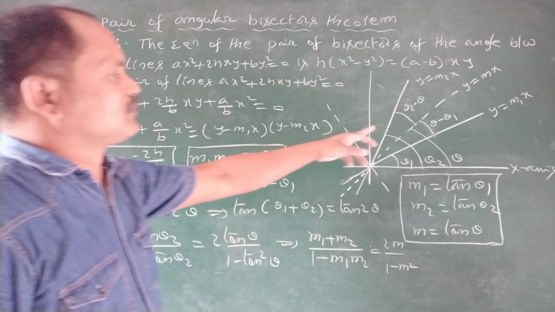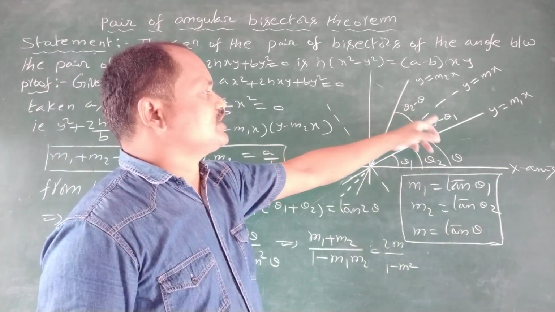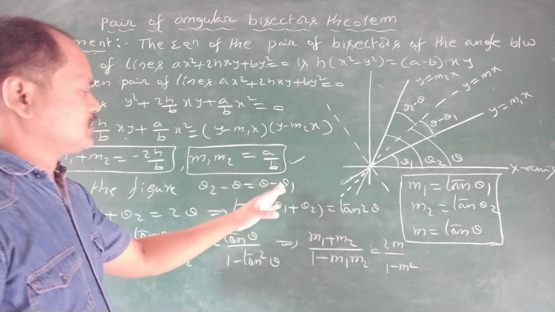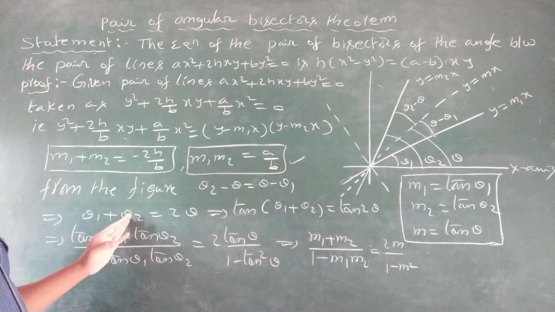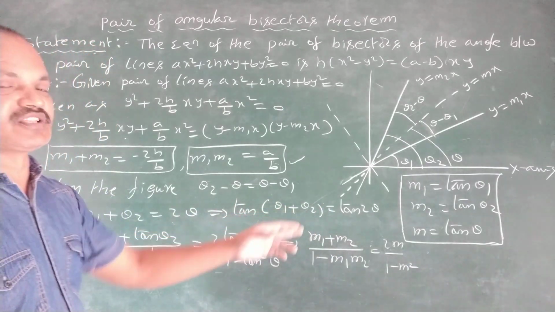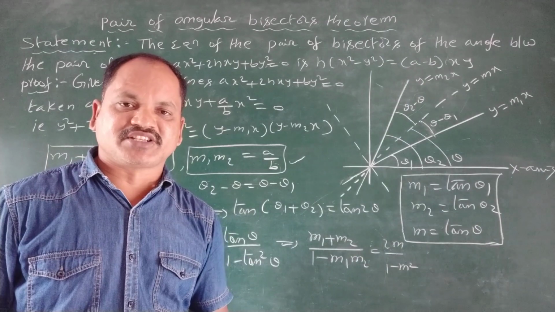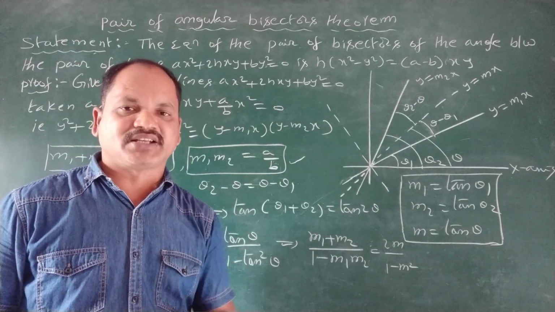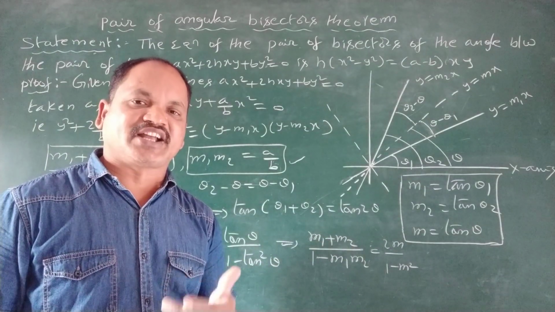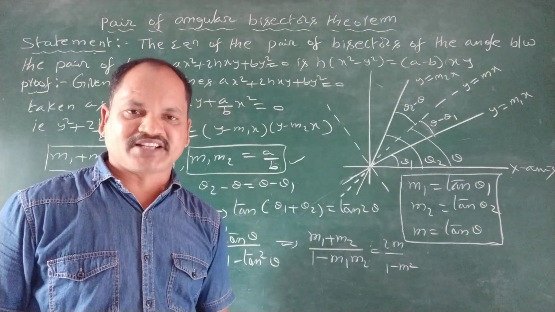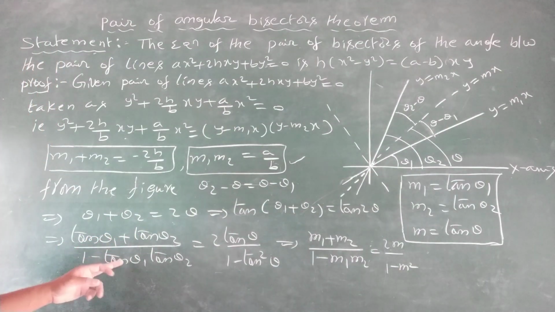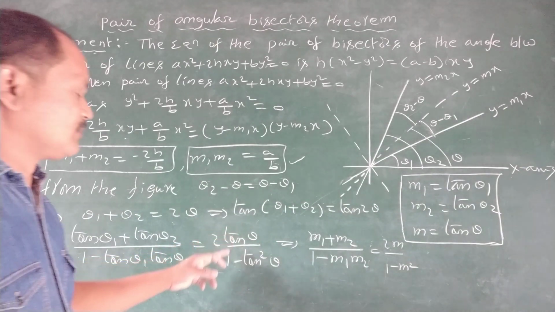Now from this figure, from this diagram, these two angles are equal. That means theta 2 minus theta is equal to theta minus theta 1. Take this side: theta 1 plus theta 2 is equal to 2 theta. Apply tan on both sides. Now this is in the form of tan of a plus b. The expansion of tan of a plus b is nothing but tan a plus tan b by 1 minus tan a tan b. And this is tan 2 theta. From multiple and submultiple angles, tan 2 theta is nothing but 2 tan theta by 1 minus tan square theta. That's why it is tan theta 1 plus tan theta 2 by 1 minus tan theta 1 into tan theta 2, equals 2 tan theta by 1 minus tan square theta.